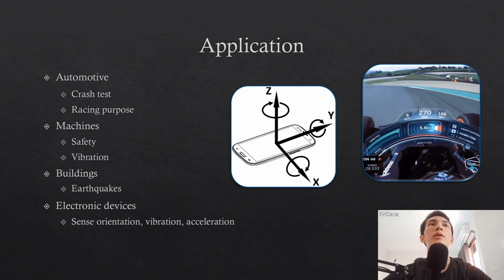Next, in machines and manufacturing, it can be used to detect the vibration of a machine in order to adjust the vibration absorber of the machine. Next, in buildings and architecture, it is used in a seismic device that can detect earthquakes. Next is the electronic device like your phone. It can sense orientation, vibration, and acceleration.